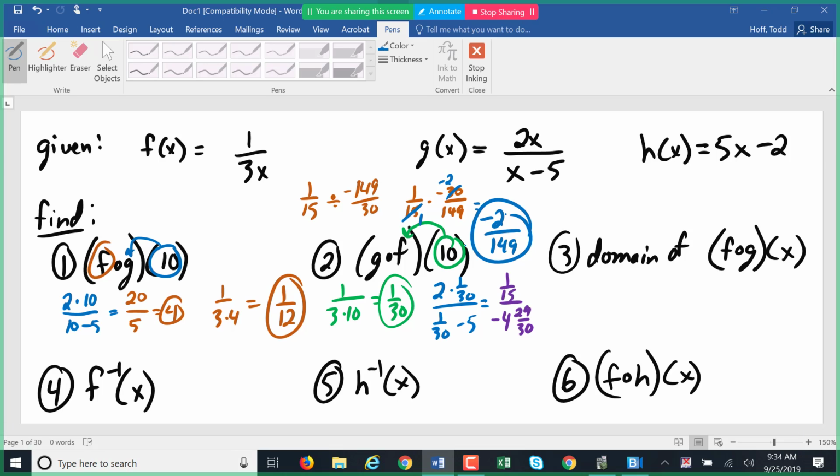So a little ugly going in that direction. How many of you had the first two right? Any questions on those first two?